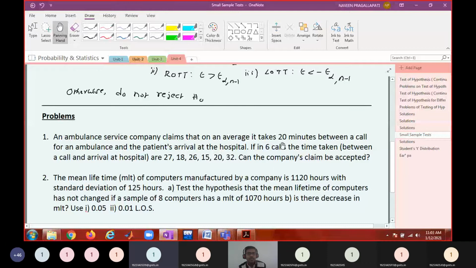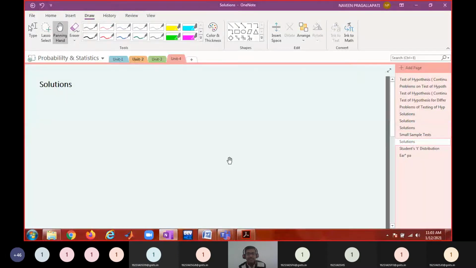Mu naught is 20. Okay, so with all these things, now we are ready to do this problem. So let us do this. What is the null hypothesis? The null hypothesis is H naught: the company's claim, mu equal to 20 minutes, equal to mu naught.